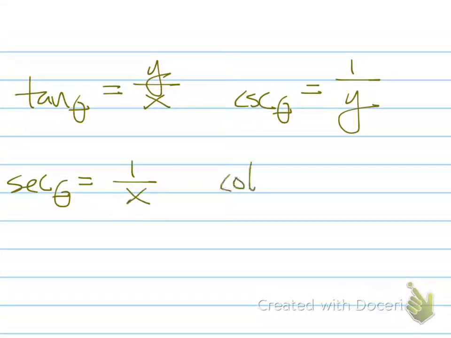Since sine of the angle measure equals y, and cosine of the angle measure equals x, then tangent is going to equal y over x. Cosecant is the inverse of sine, so it's going to be 1 over y. Secant is the inverse of cosine, so it's going to be 1 over x. And cotangent is the inverse of tangent, so it's going to be x over y.